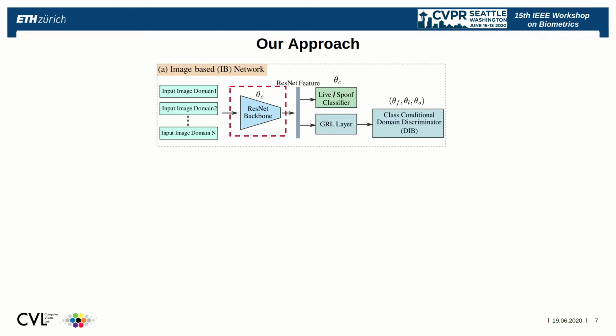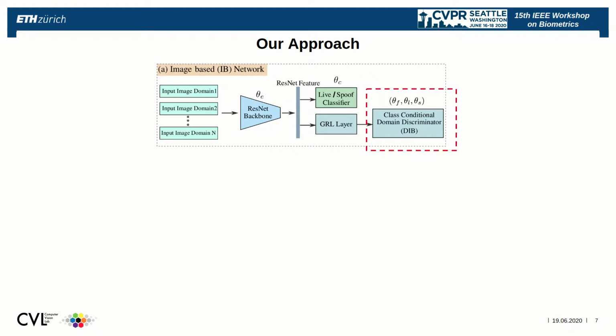At the core of our proposed deep learning framework, we have the image-based network which follows an image level training. It consists of a ResNet backbone which is trained to minimize the face anti-spoofing classification loss, while at the same time it competes against a class conditional domain discriminator to maximize the domain classification loss of live and spoof samples respectively. During the training, the ResNet backbone gradually learns the shared and discriminative feature representations.